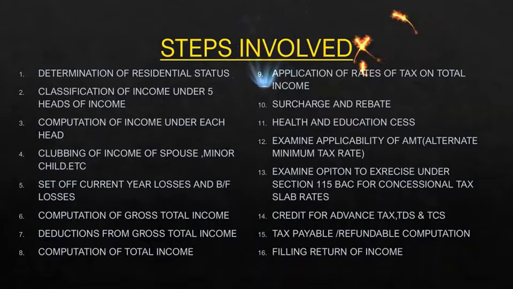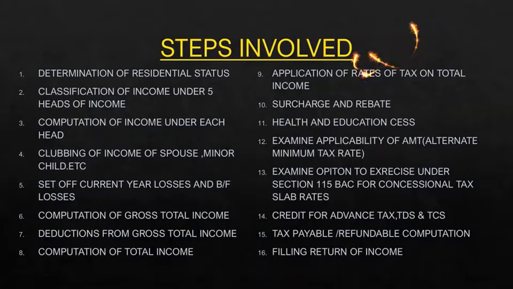Steps involved. 1. Determination of residential status. 2. Classification of income under 5 heads of income. 3. Computation of income under each head. 4. Clubbing of income of spouse, minor child, etc. 5. Set off current year losses and brought forward losses. 6. Computation of gross total income. 7. Deductions from gross total income. 8. Computation of total income. 9. Application of rates of tax on total income.